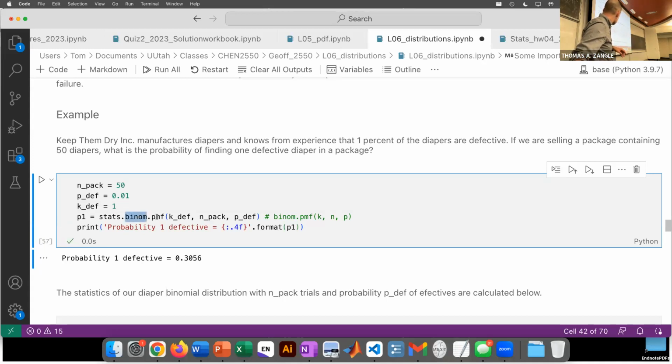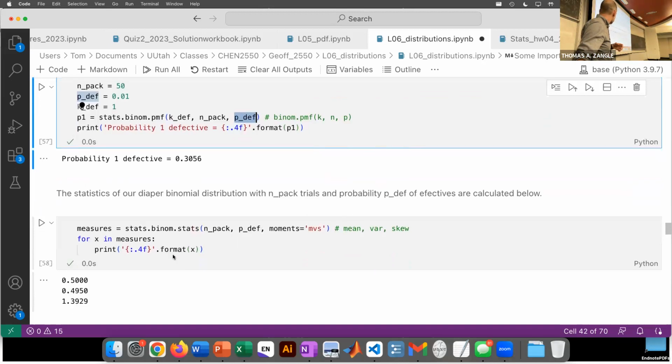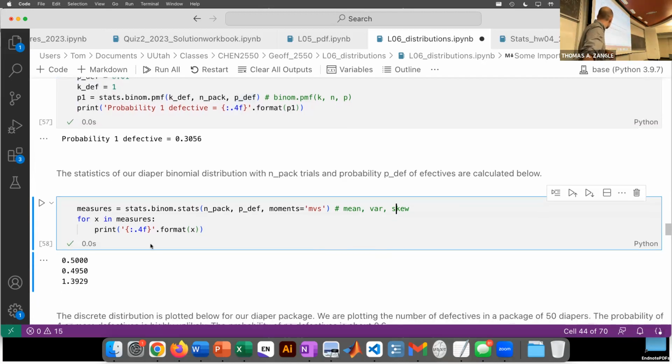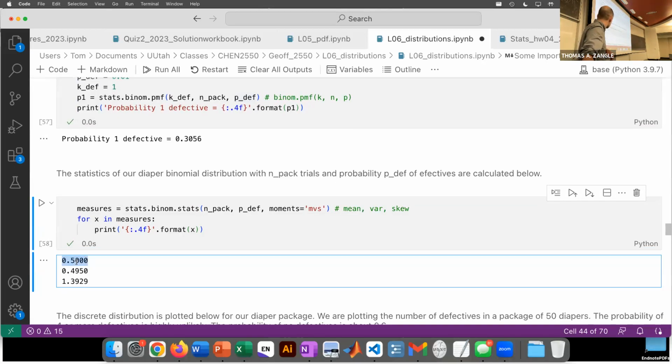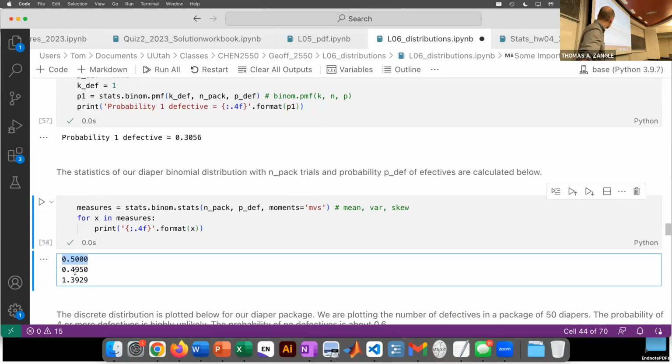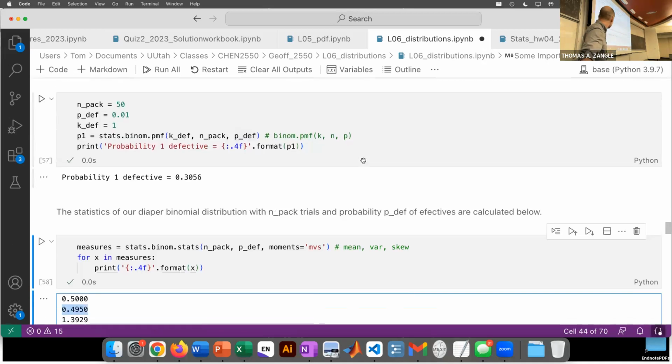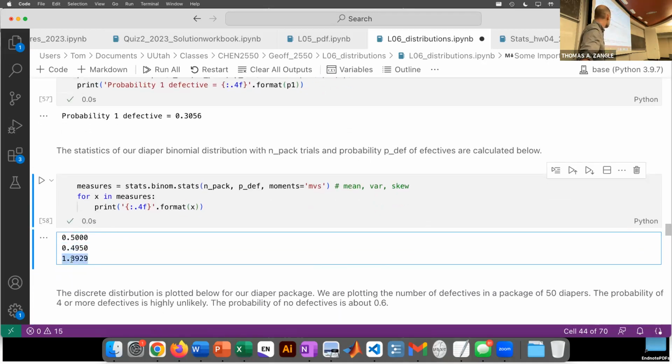So we're using this binomial PMF based on our k, our n, and our p. And our probability of a defective diaper is about 0.3. We can then compute the mean, the variance, and the skewness, which tells us something about how asymmetric the data set is. Our mean is just n times p, so 50 times 0.01 gives us 0.5. Our variance we could find as np times 1 minus p, and we end up with 0.495. And the skewness is telling us that it is skewed, so this value is not 0.